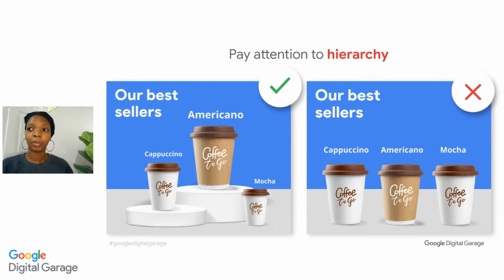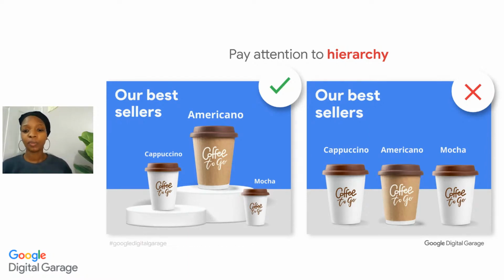And like I'm just seeing coming up in the chat, yeah, on the right-hand side, all three would be equal. So if you're trying to do a special offer, let's say on Americano, or highlight to your customers that this is the most important or most popular coffee that you sell, this doesn't say that, right?